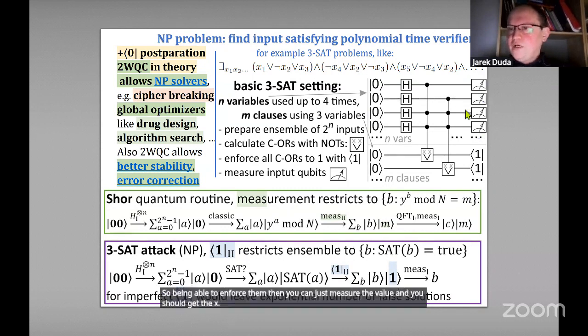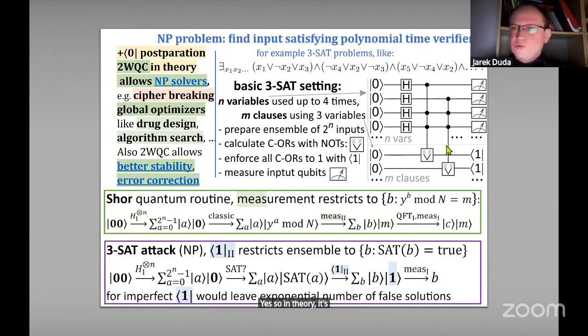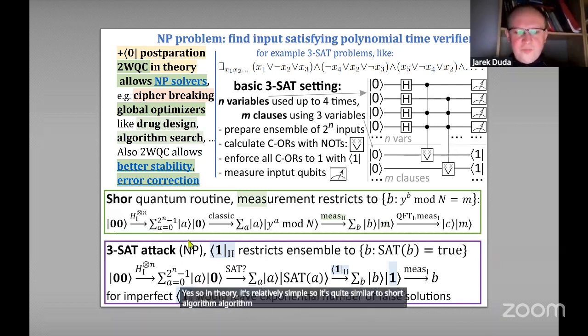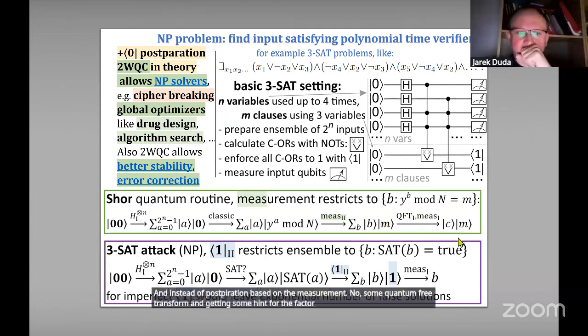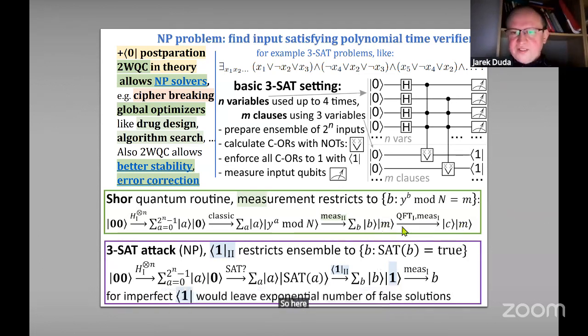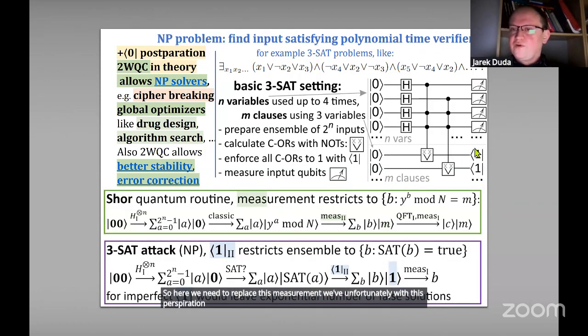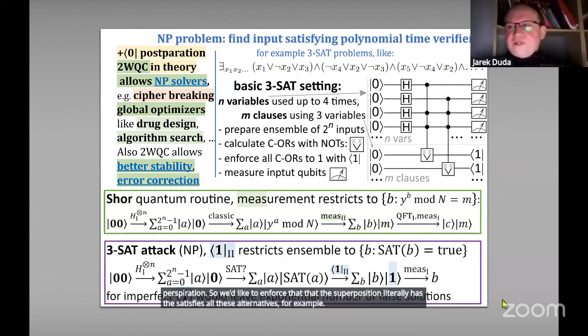Yes, so in theory, it's relatively simple. It's quite similar to Shor's algorithm. In Shor's algorithm, we also prepare this exponential number of inputs, calculate a classical function, this power, and instead of post-selection, perform the measurement. And then some quantum Fourier transform and getting some hint for the factorization problem. So here we need to replace this measurement with enforcing, with this post-selection. We'd like to enforce that the superposition literally satisfies all these alternatives, for example.